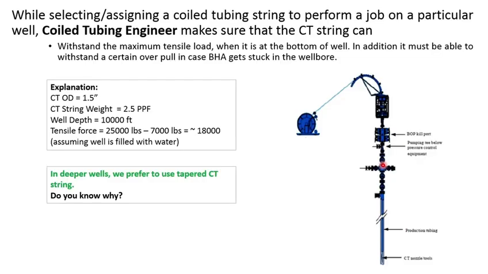In deeper wells, we prefer to use a tapered coil tubing string. I hope that you will be able to understand why we use tapered string in deeper wells. If you know why we use tapered string in deeper wells, let me know in the comment box. Otherwise, we will discuss the tapered string in our next video.